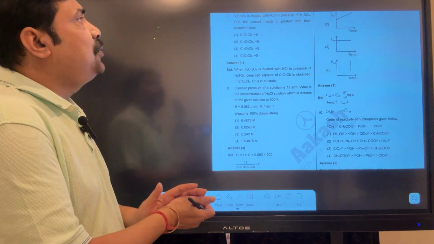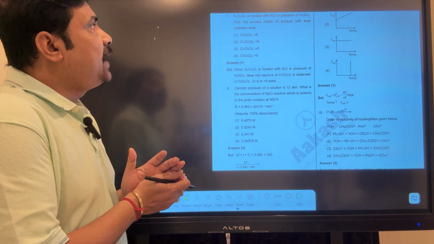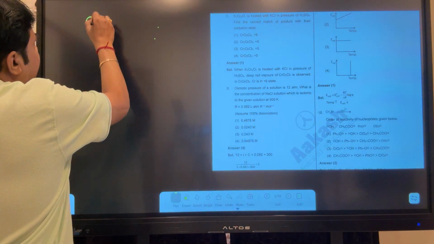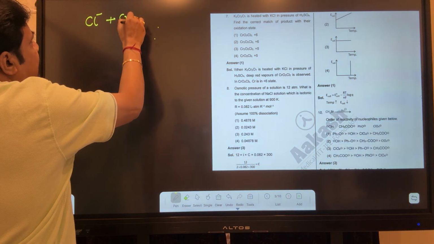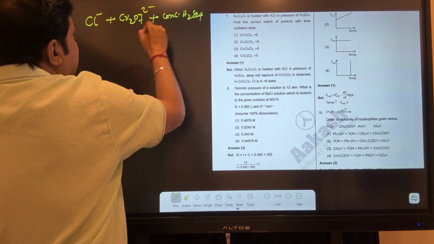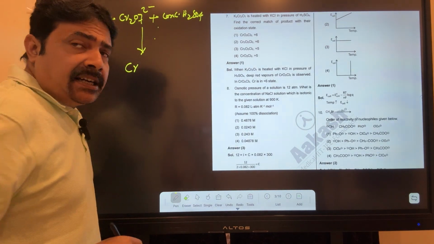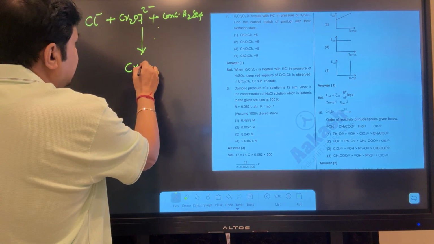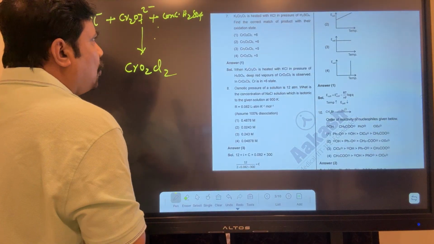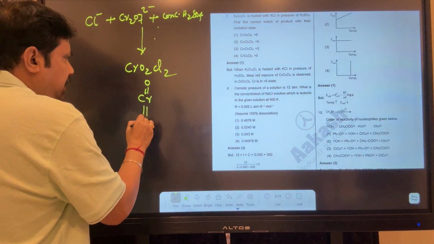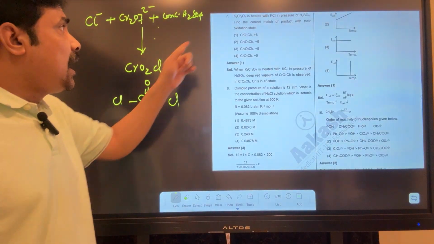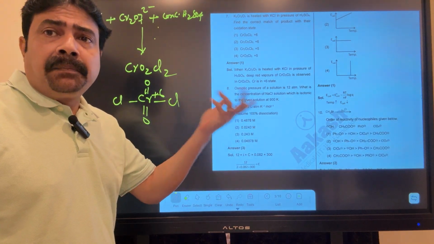Potassium dichromate is heated with KCl in the presence of H2SO4. Find the correct match. Dichromate, KCl is there, that means it is a test of chloride. Whenever a chloride salt is treated with dichromate in the presence of concentrated H2SO4, it is the chromyl chloride test, my dear student. You get a reddish brown vapor, which is nothing but CrO2Cl2, where chromium is in the +6 oxidation state. This will be your structure. So chromium is in the +6 oxidation state, and in the chromyl chloride test a reddish brown vapor comes.